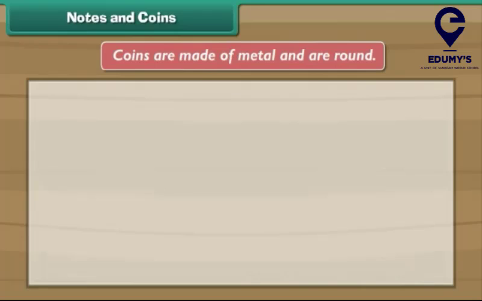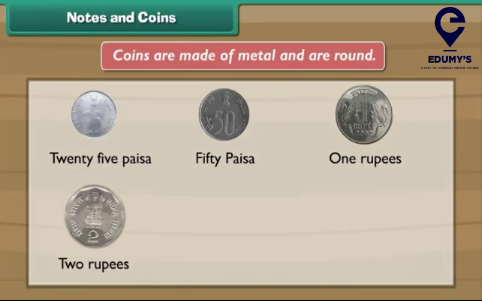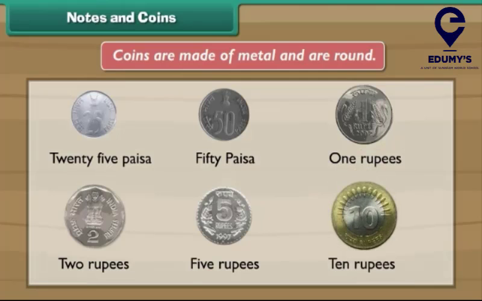Coins are made of metal and are round. There are 25 paisa, 50 paisa, 1 rupee, 2 rupee, 5 rupee and 10 rupee coins.